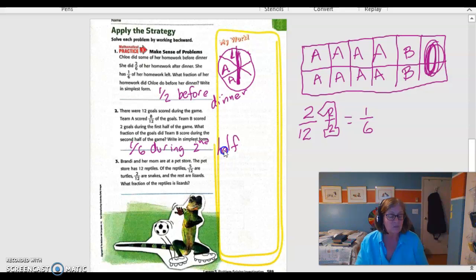Well, 7 plus what is 12? 7, you can count up, 8, 9, 10, 11, 12. So what would that be? 5/12. So you could do it that way. 5/12 are lizards. So the other way you could do it is, again, we could draw.